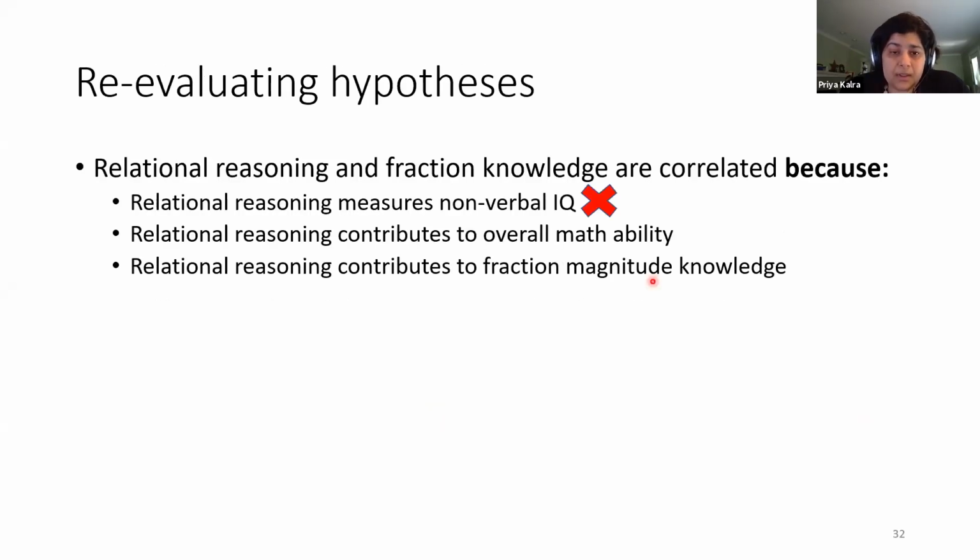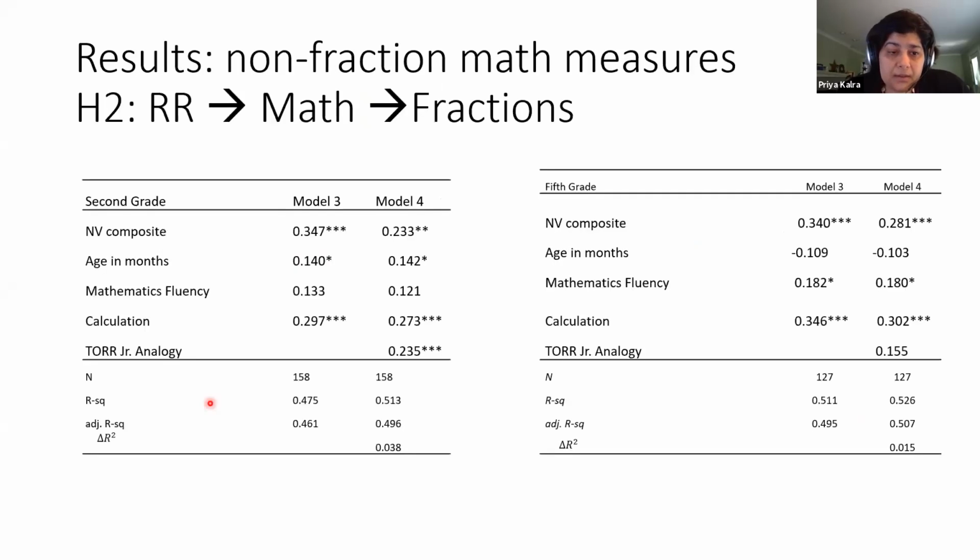So we can move past this initial hypothesis. Let's move to the next one, which is the idea that maybe relational reasoning contributes to overall math ability, and that's why you see this relationship between relational reasoning and fractions. So here we added the math fluency and the calculation measures that we had. This is a little more nuanced mathematics ability. And for the second graders, relational reasoning stays significant, pretty strong, contributes unique variance.